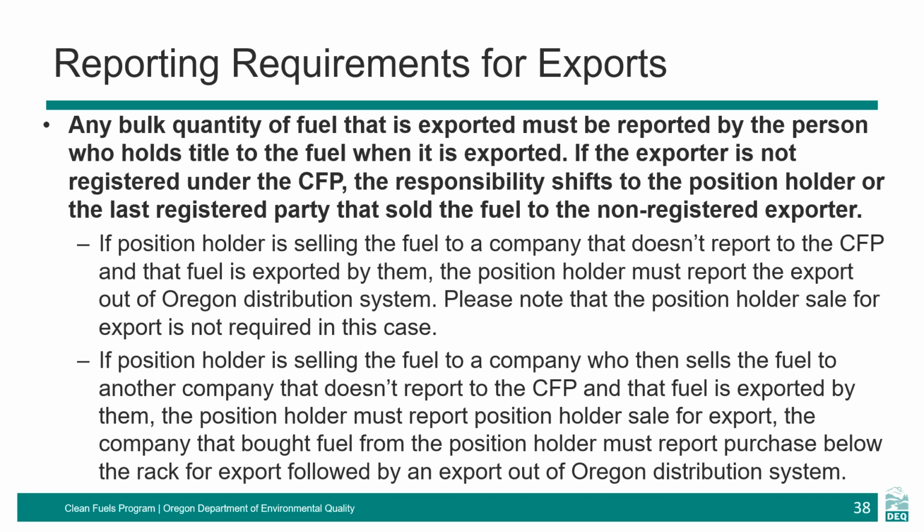The company that bought the fuel from the position holder must report purchase below the rack for export and tag the position holder as the business partner. And then it must report an export out of Oregon distribution system and tag undefined as the business partner and include the name of the company that exported the fuel in the description column. Reporting these transactions accurately helps maintain transparency in the fuel supply chain and ensures compliance with both the Clean Fuels Program and the Greenhouse Gas Reporting Program.